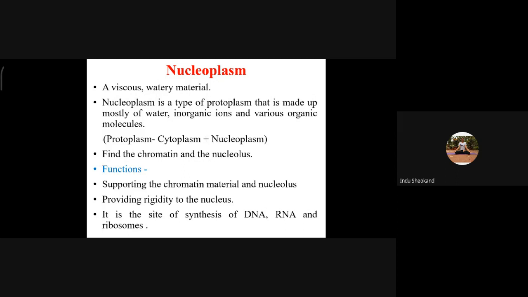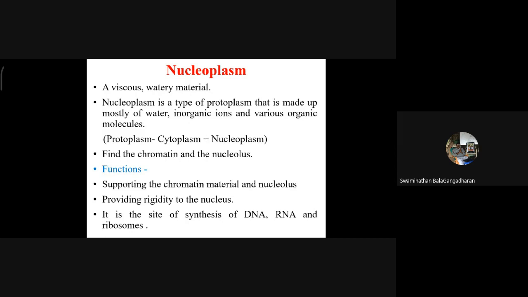We are studying the detailed structure of the nucleus. Just like the cell, where at first we categorized the cell into three parts. What are those three parts? Cell membrane, cytoplasm, and nucleus. Very good. Just like that, a nucleus is also categorized into nuclear membrane, nucleoplasm, and nucleolus. So now we are studying in this slide about the nucleoplasm.